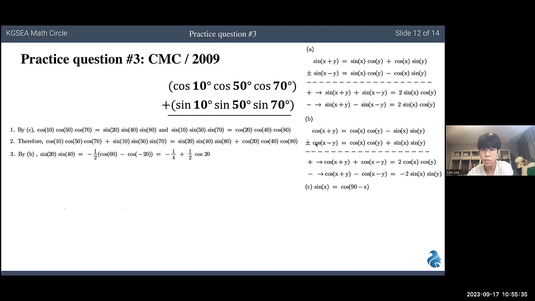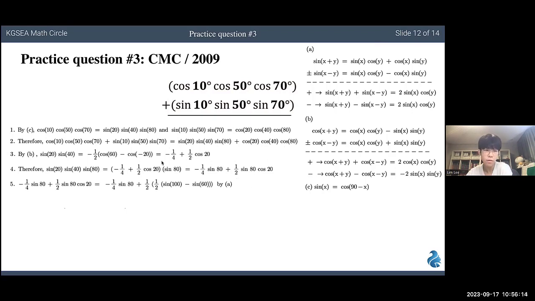Then by B, which is cosine x plus y and cosine x minus y added, sine 20, sine 40 is equal to negative 1 over 2 times cosine 60 minus cosine of negative 20, which is equal to negative 1 over 4 plus 1 over 2 times cosine 20. Then we can see that sine 20, sine 40, multiplied by sine 80, is just equal to step 3 times sine 80, which is equal to negative 1 over 4 sine 80 plus 1 over 2 sine 80 cosine 20.